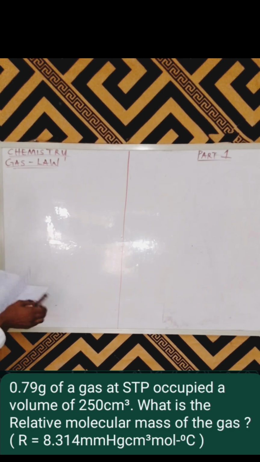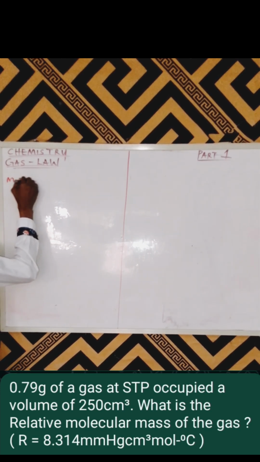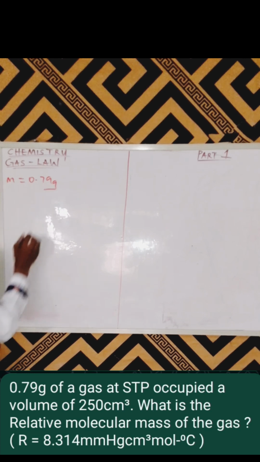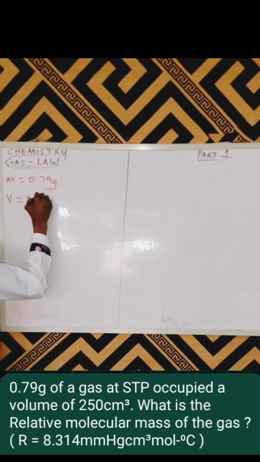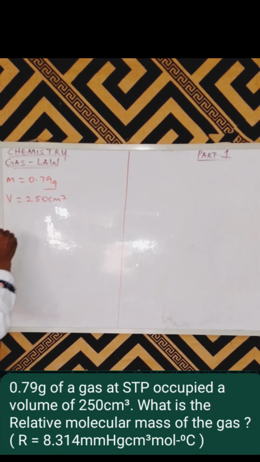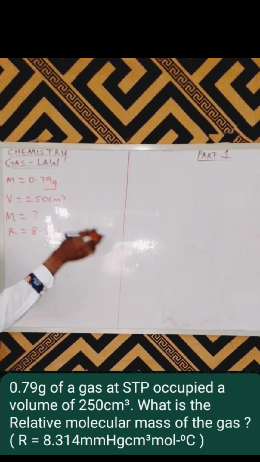The next question says that 0.79 gram, which is the mass, of a gas at STP occupies a volume V equal to 250 centimeter cube. Then calculate the molar mass of the gas, the relative atomic mass, written as M. R is given to us as 8.314 millimeter mercury, and so on.